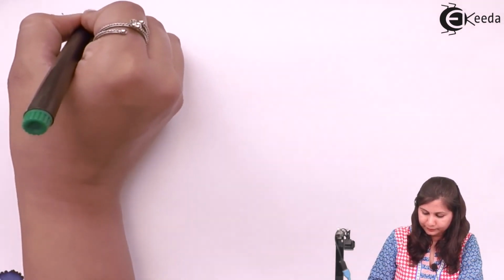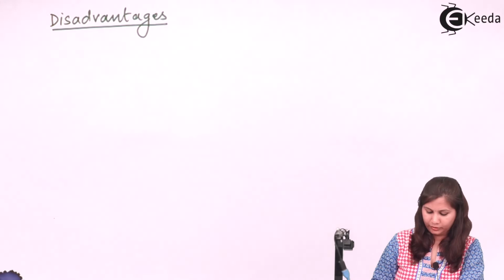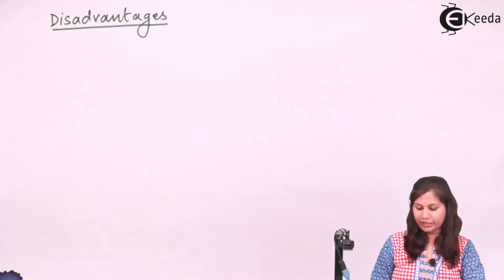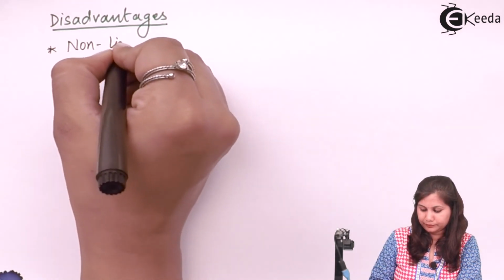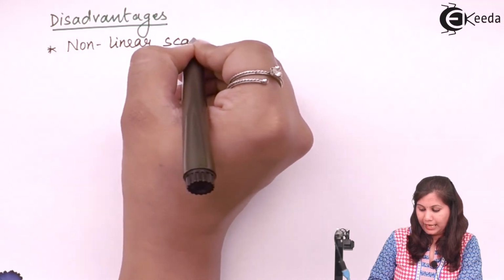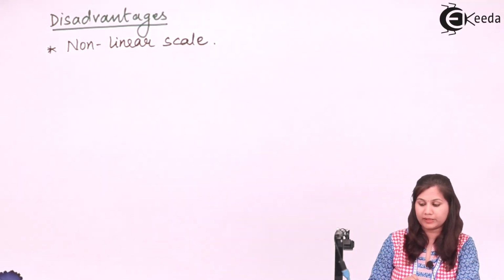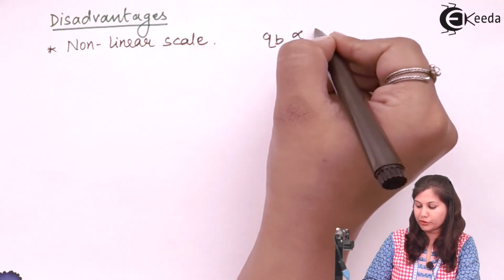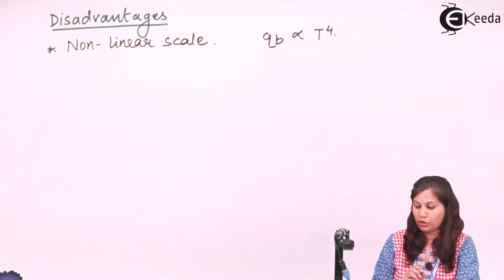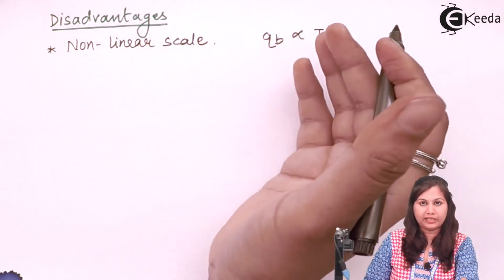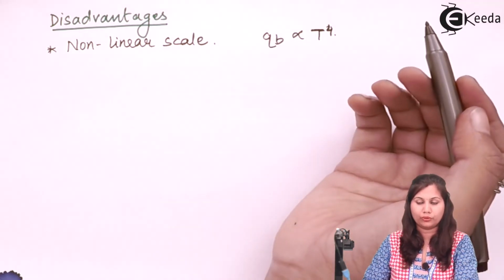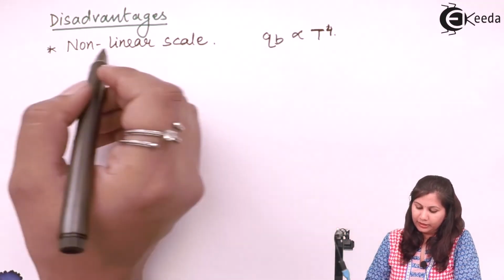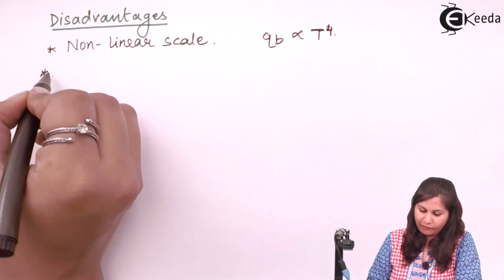Now comes its disadvantages. There are very few disadvantages of radiation pyrometer. First is its non-linear scale. As we have seen in Stefan-Boltzmann's law, Q is proportional to T raised to the power 4. So here a non-linear relationship is there because it's proportional to T raised to the power 4. Okay. So the scale is non-linear, that is a disadvantage.